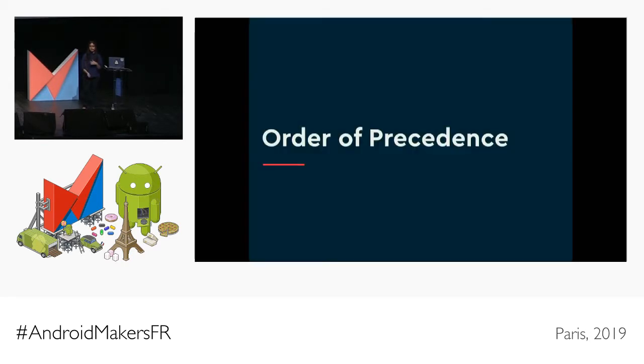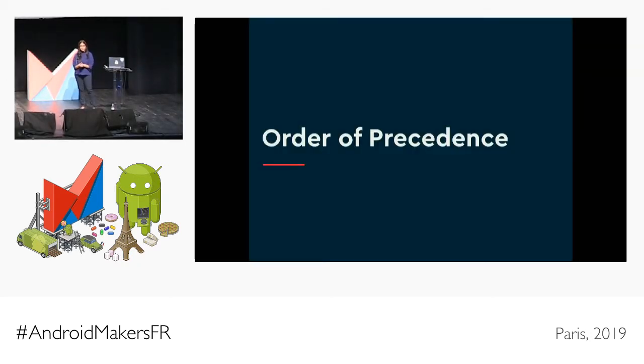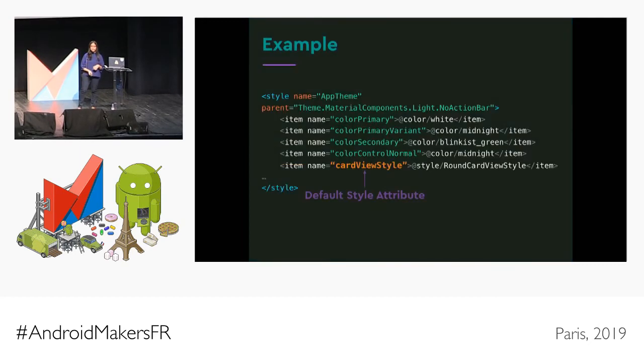But what is the order of precedence? If I were to say text color equal to blue in a text appearance, and text color equal to green in a style, and I apply it to the same view, which one's going to win? How many of you think the text appearance is going to win? All right, how many of you think the style is going to win? Wow, all right, so almost half. The style is going to win. And let's learn why that is. So for that, let's take a look at an example.